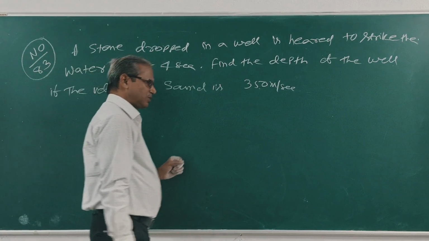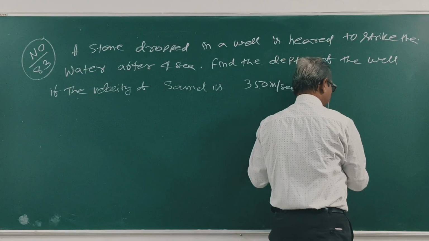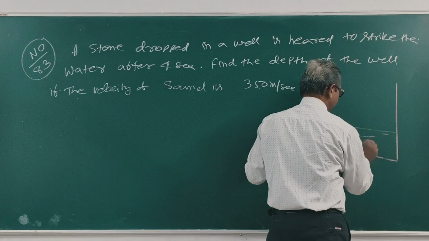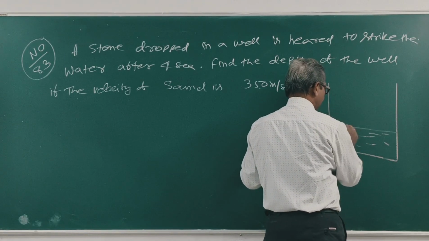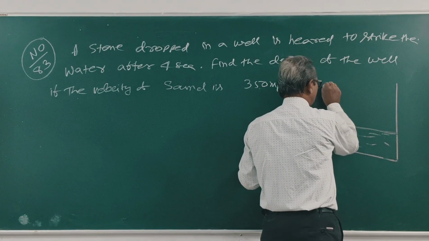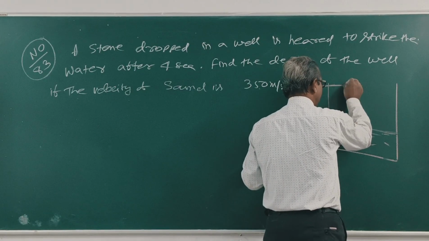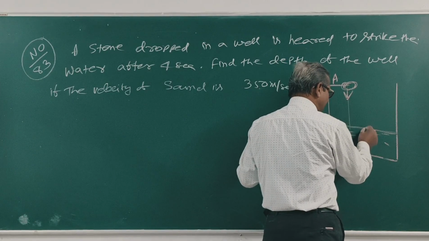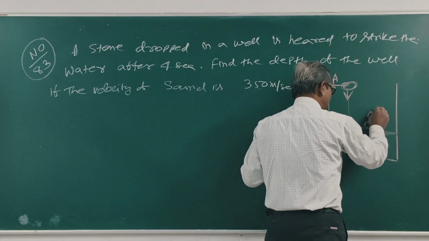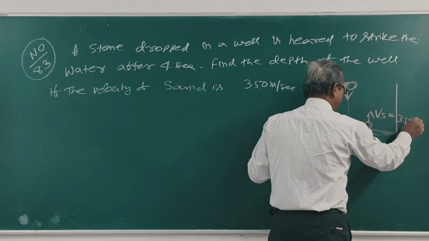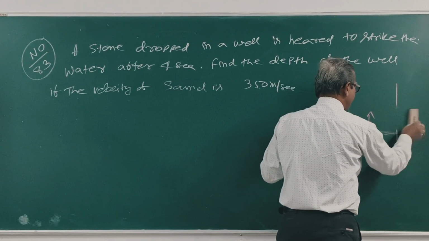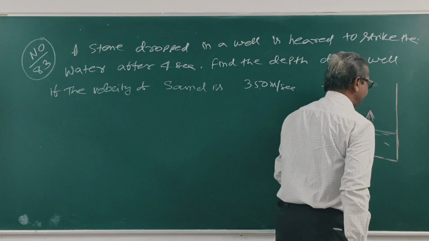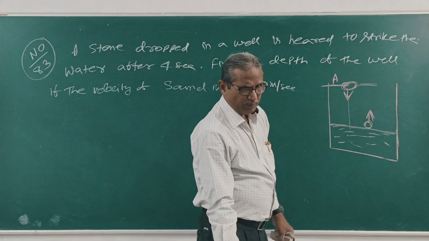Suppose, see the figure, this is the well, suppose the water level is here. A stone falls from A and reaches the water level. Again, after striking, the sound travels at 350 meter per second and reaches point A. First, try to understand the question.